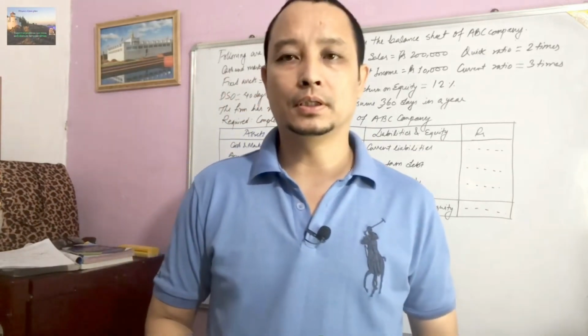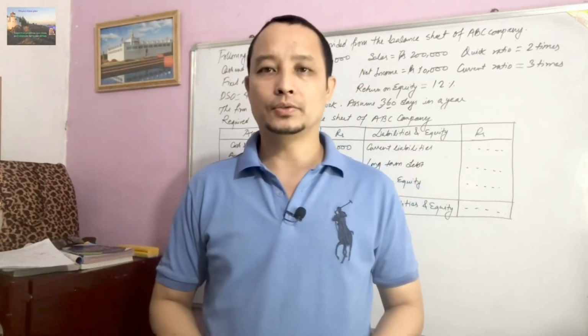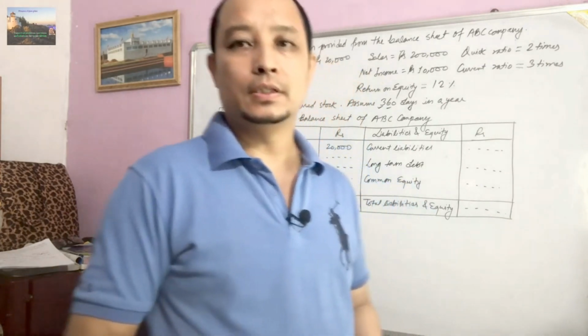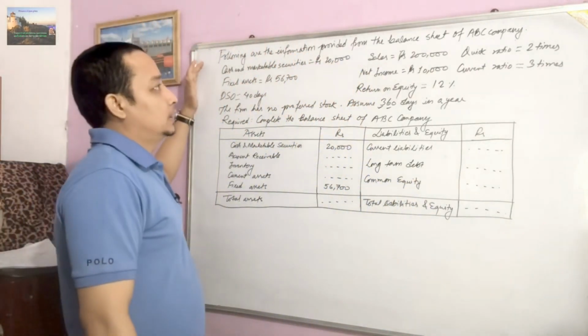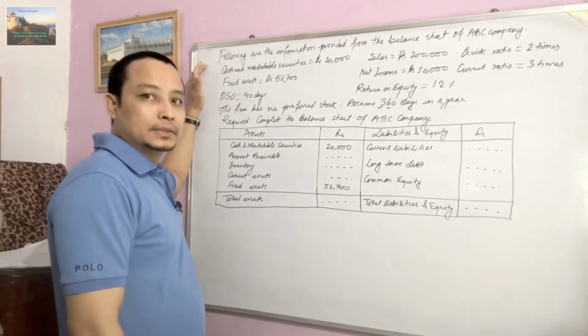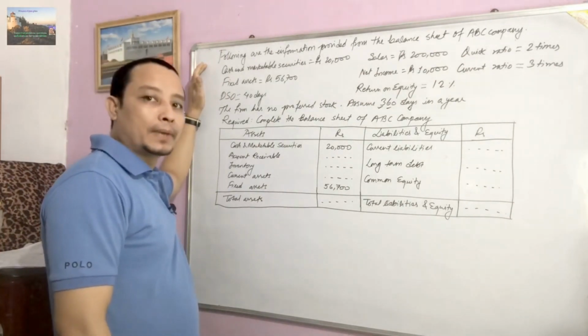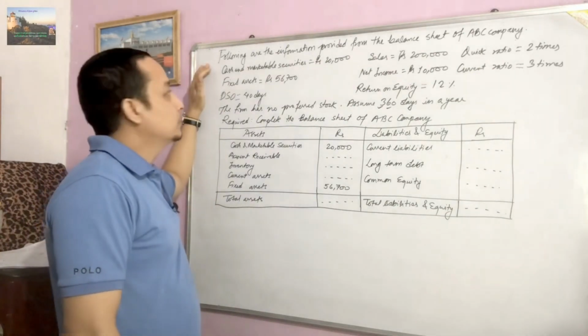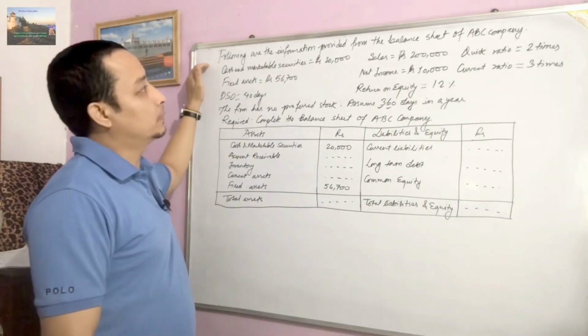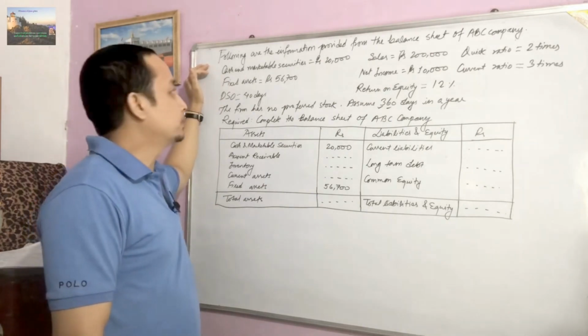Today I have brought another problem related with financial ratio analysis. Now let's see the problem here. This is a problem related with balance sheet. You have to find the items of balance sheet from the given information. Following are the information provided from the balance sheet of ABC company.